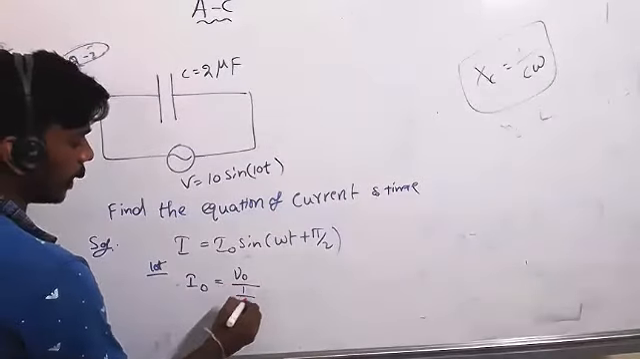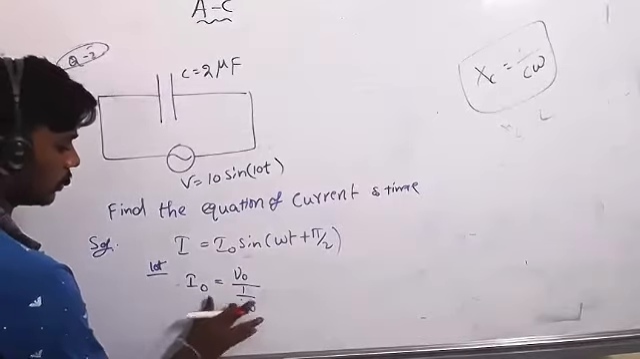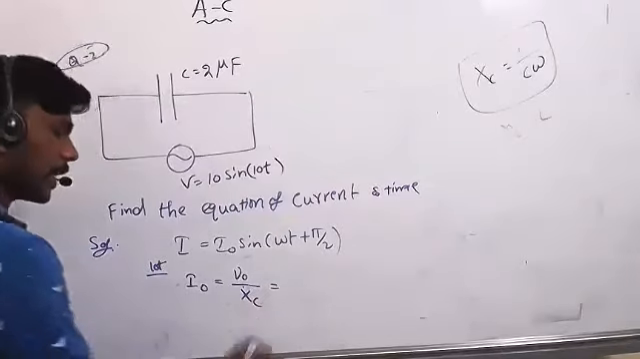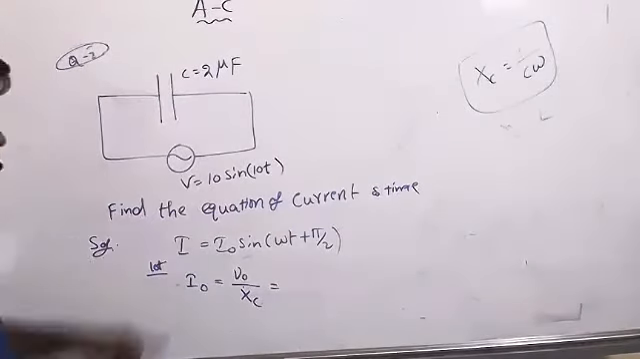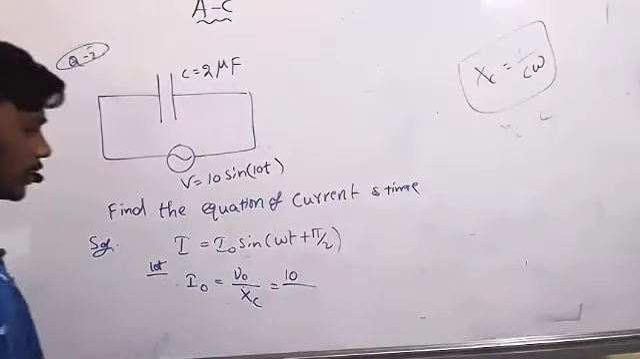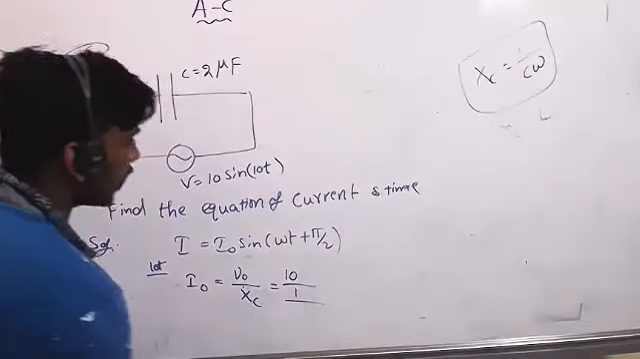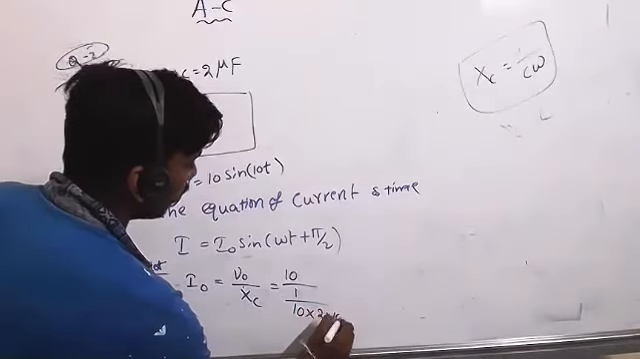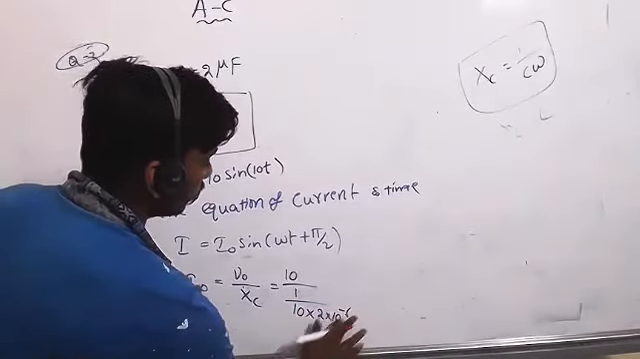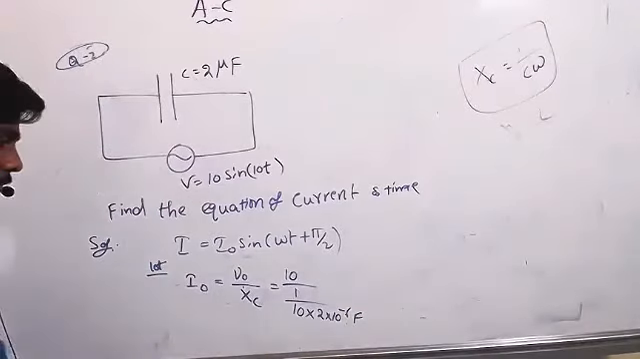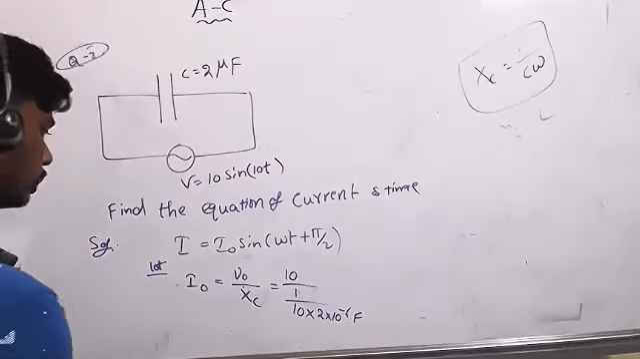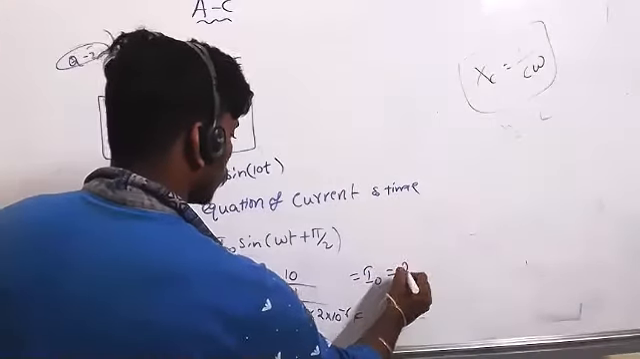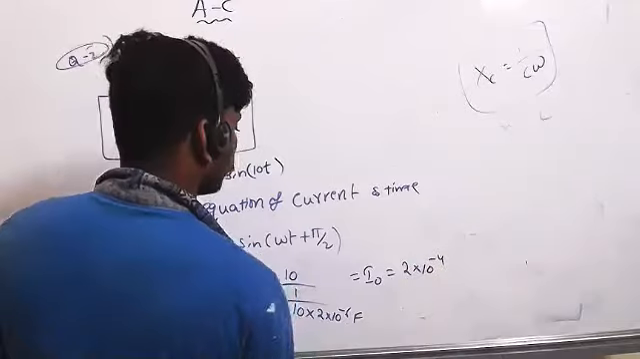I naught equal to V naught by XC. V naught we know is 10. XC is nothing but 1 by omega C, omega is 10 and C is 2 microfarad, that is 2 into 10 to the power of minus 6 farad. Calculate that. You will get I naught equal to 2 into 10 to the power of minus 4 amperes.